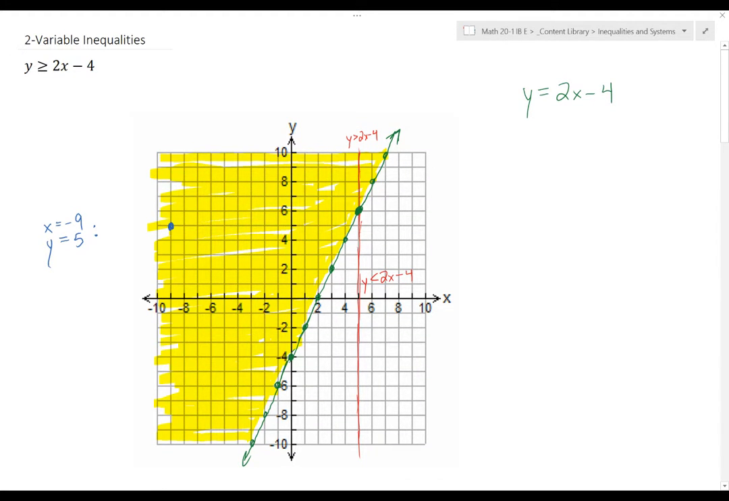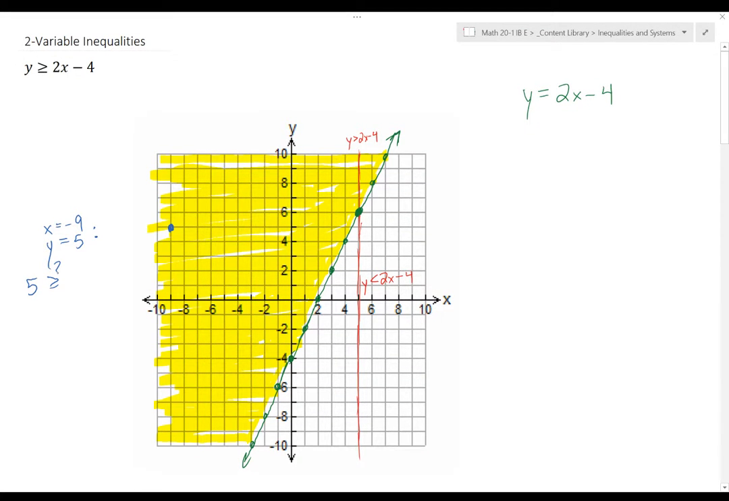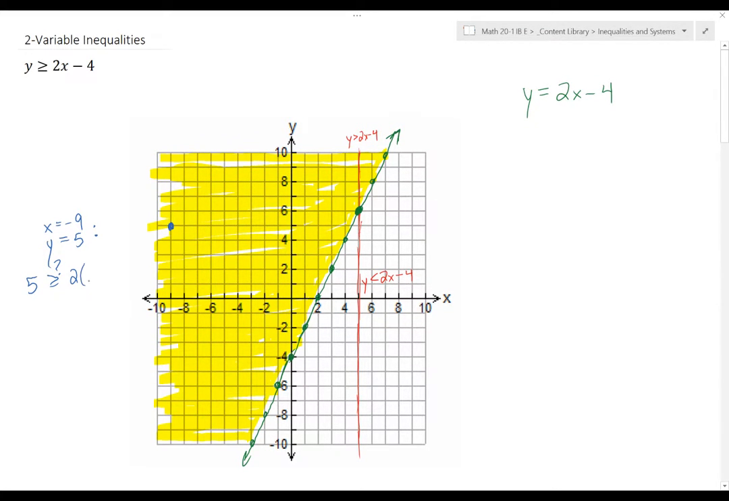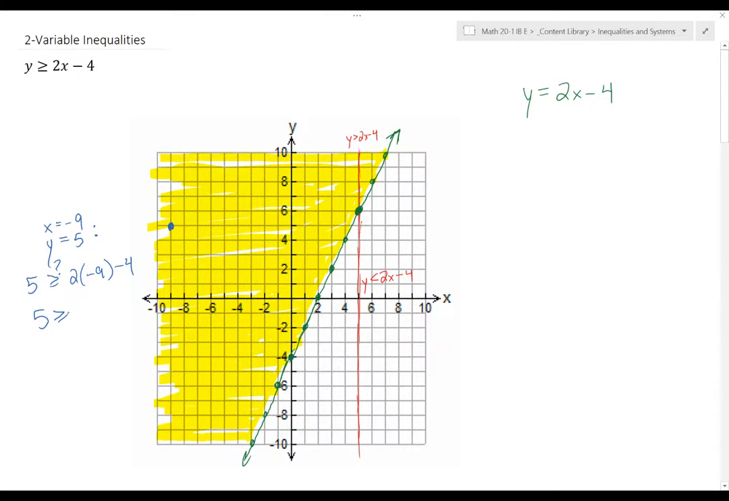And I consider what those points look like inside of this inequality. In other words, is 5 greater than or equal to 2 times negative 9 minus 4? Well, yes, 5 is greater than or equal to negative 22. So that checks out. If I pick another point in there, let's say 0, 0.